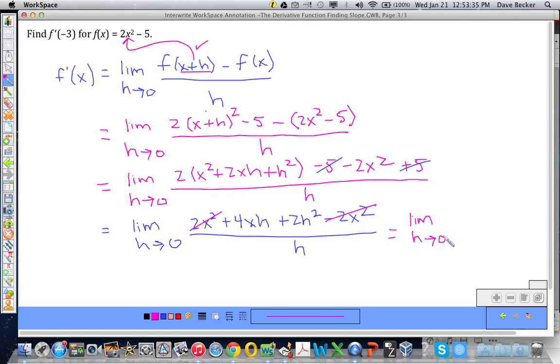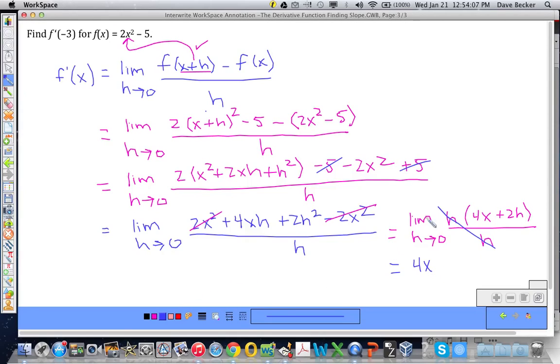And this is where we see, okay, what do we have left? We have 4xh plus 2h squared. So we can factor out an h, and we have 4x plus 2h over h. And finally we can substitute 0 for h because we won't be dividing by 0. So this becomes 4x plus 2 times 0, which is 4x plus 0, or 4x.